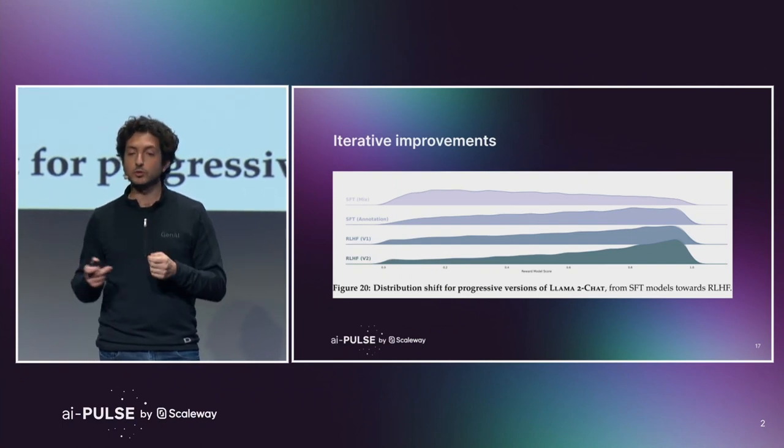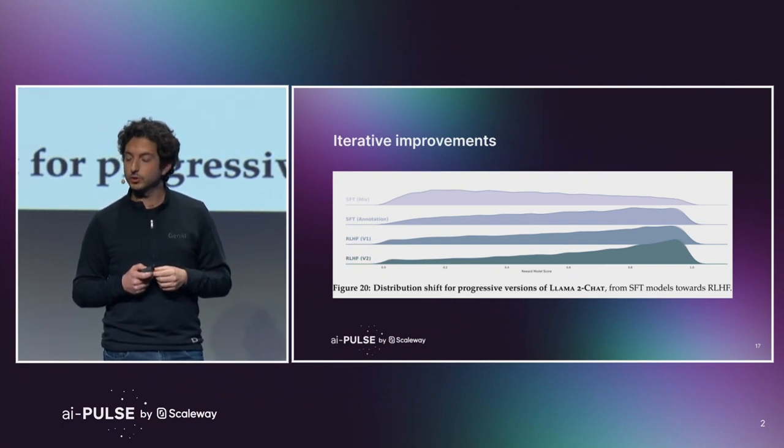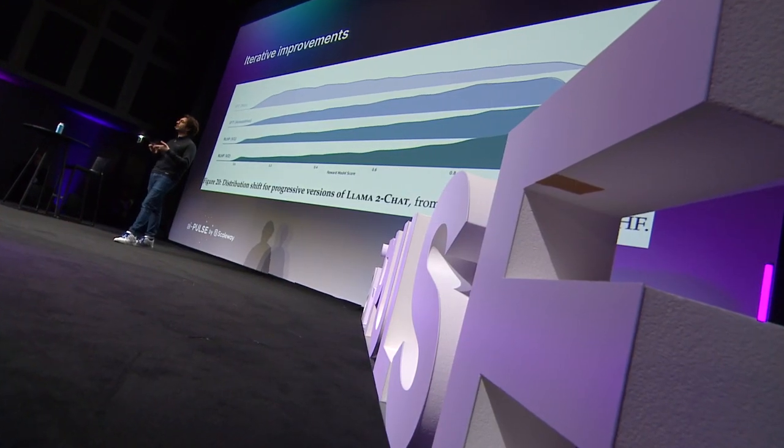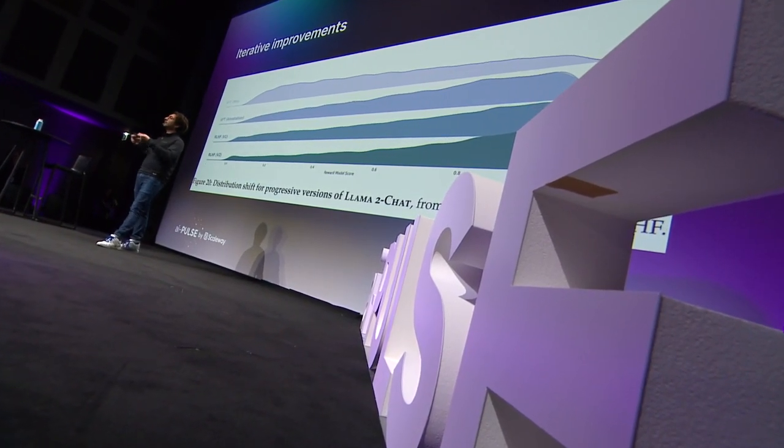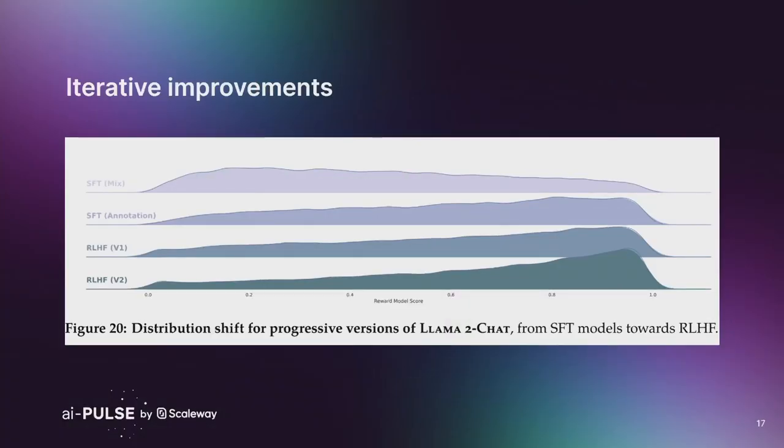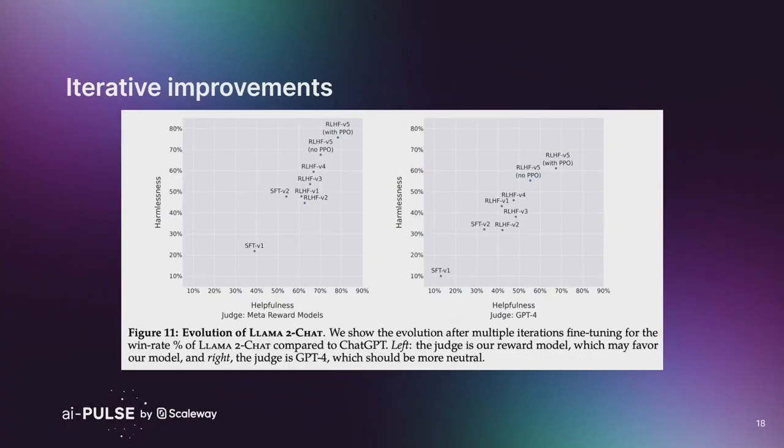We had some relative improvements during all the projects. And so you can see that the distribution with respect to the reward model shifts to the right, meaning that our outputs are now better and better according to our reward model.